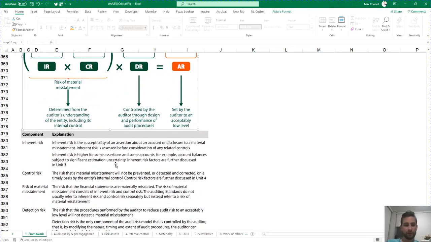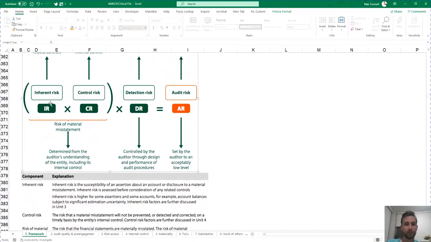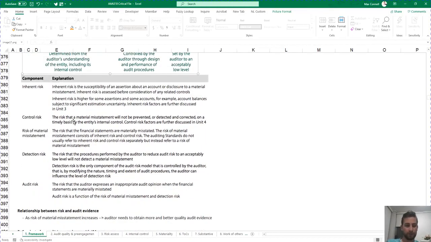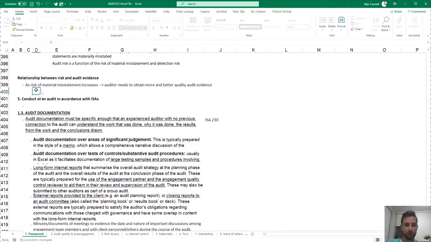And that results in audit risk. So you don't need to know this formula. This is just to help visualize what it is, effectively. Okay, so, the relationship between risk and audit evidence.